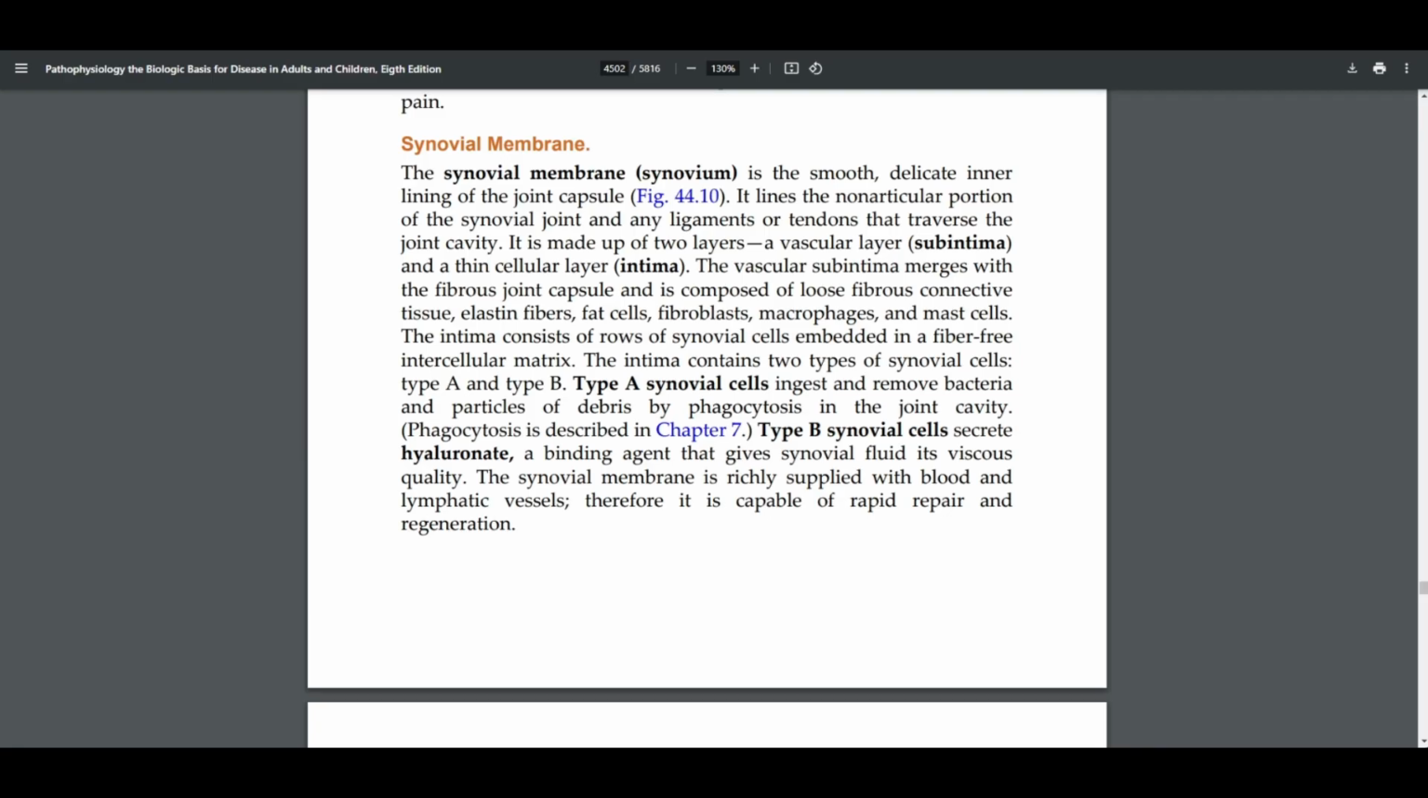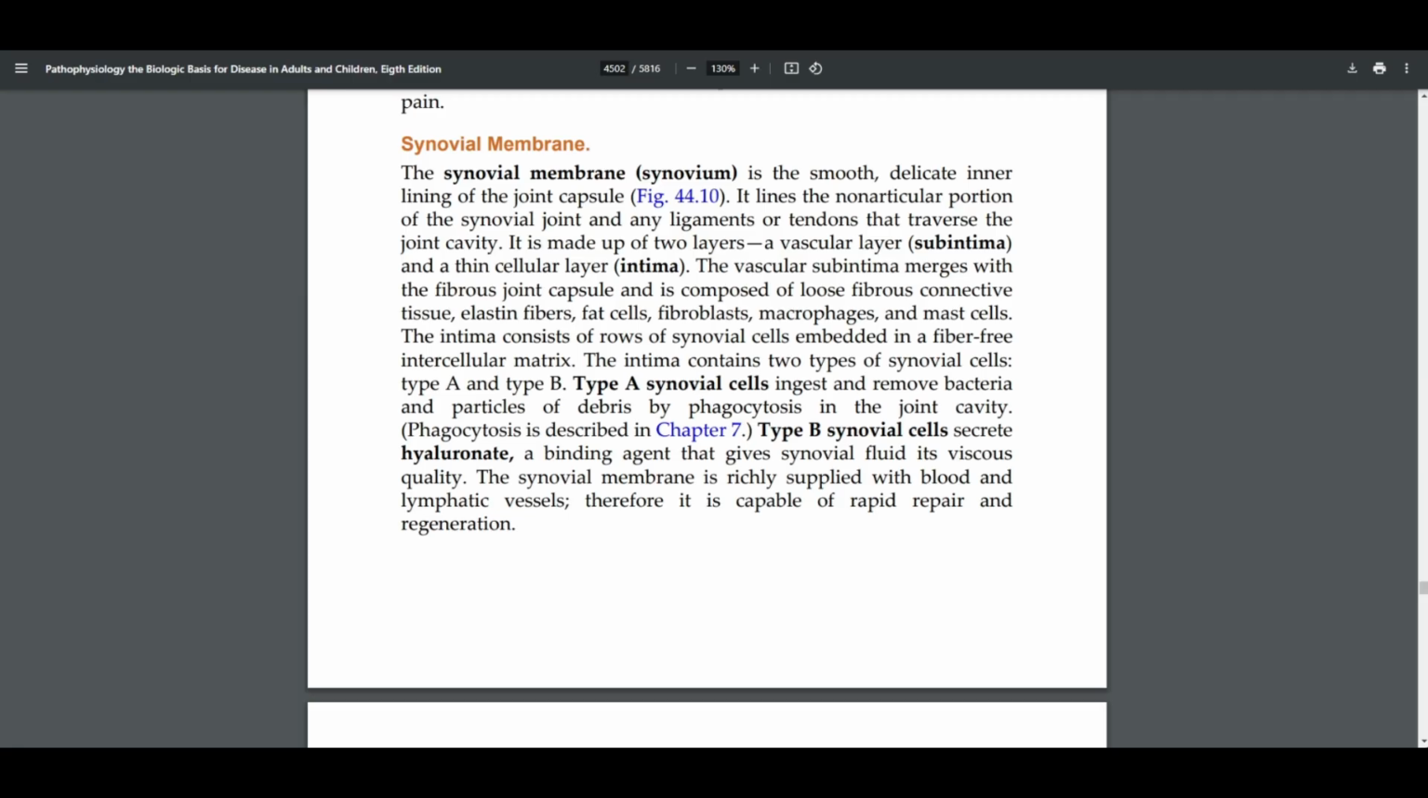Synovial membrane. The synovial membrane is the smooth, delicate inner lining of the joint capsule. It lines the non-articular portion of the synovial joint and any ligaments or tendons that traverse the joint cavity. It is made up of two layers, a vascular layer and a thin cellular layer. The vascular subintima merges with the fibrous joint capsule and is composed of loose fibrous connective tissue, elastin fibers, fat cells, fibroblasts, macrophages, and mast cells.